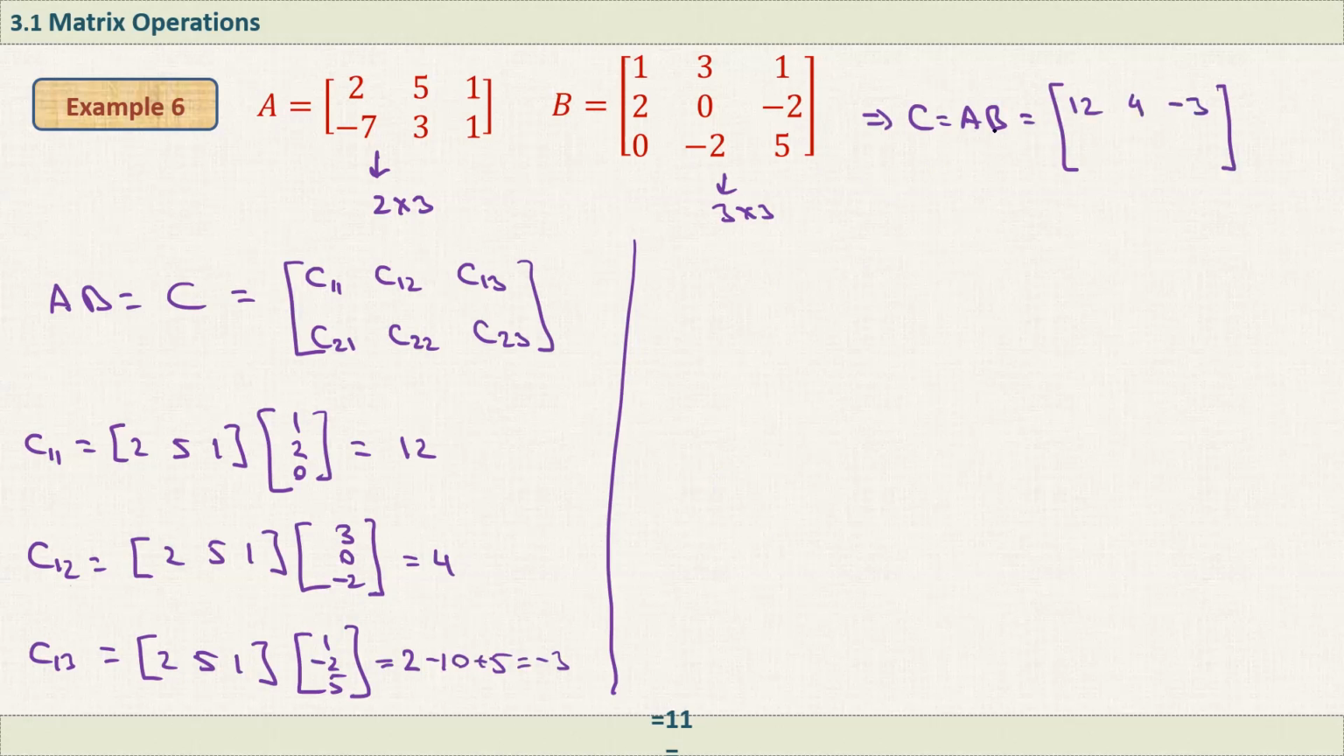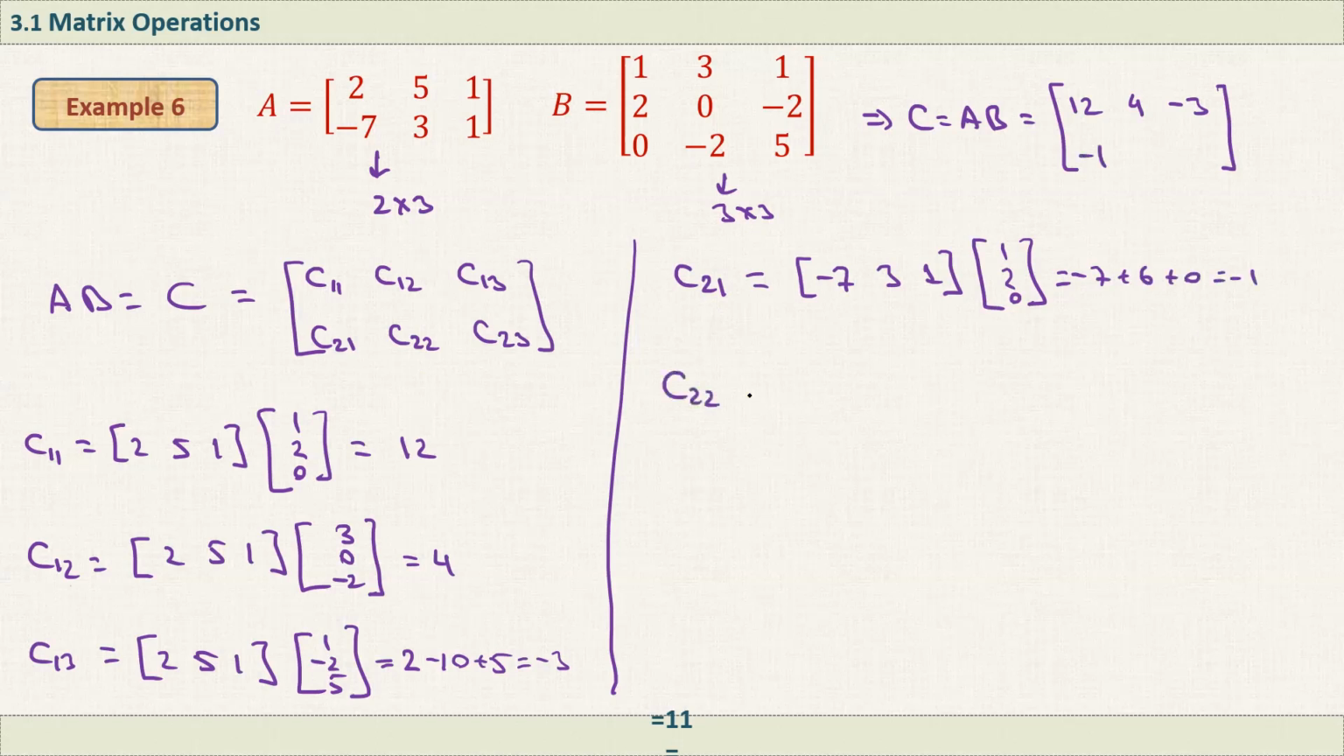So how about the second row? That is C2,1. That means that we need to multiply the second row of A by the first column. Second row is negative 7, 3, 1. Multiply this by the first column, 1, 2, 0. So 1 times negative 7, negative 7. 2 times 3, it is 6. And plus 0, that's equal to negative 1. So here we have negative 1.